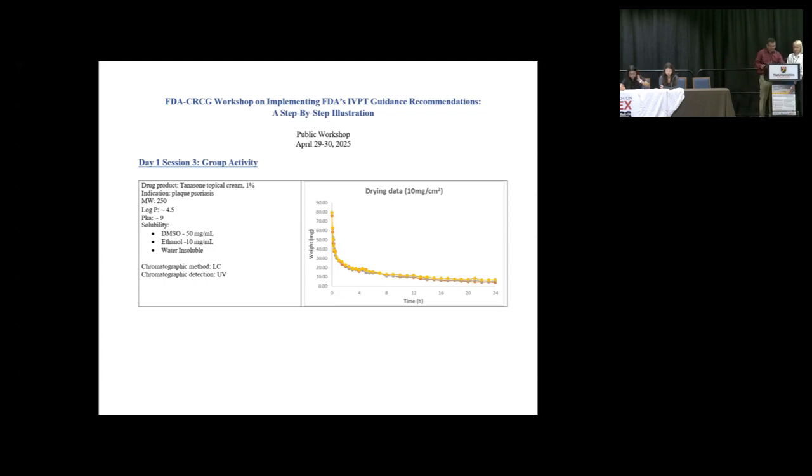To add some of the points we discussed: first, initially we got this information. It has the log P information, pKa and solubility data, the drying rate data, plus molecular weight. Based on that, we discussed the property of the molecule, where log P being 4.5, it is a lipophilic molecule and water insoluble. So the first challenge would be to decide the receptor media.